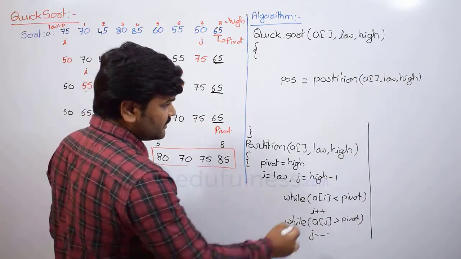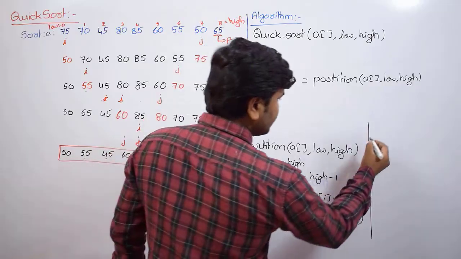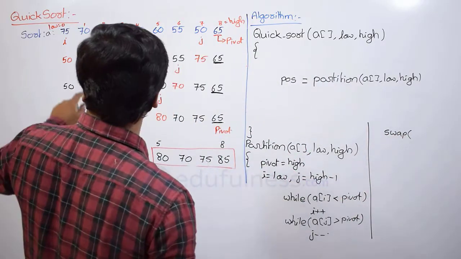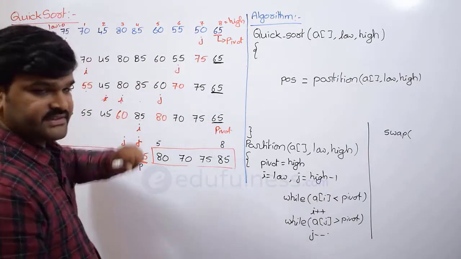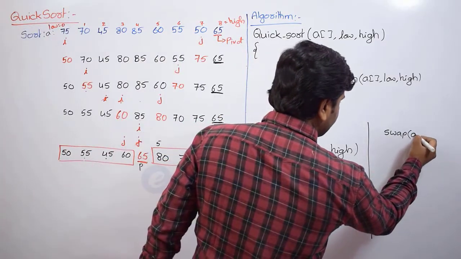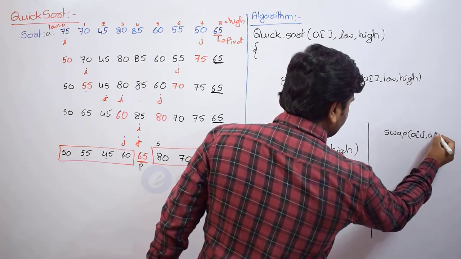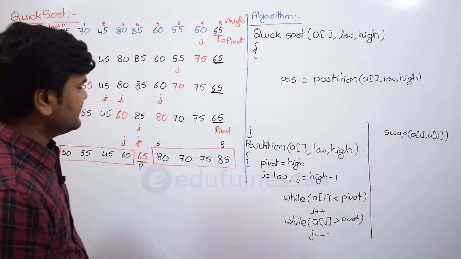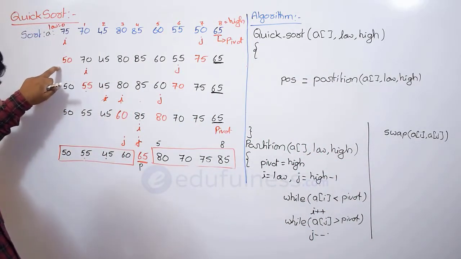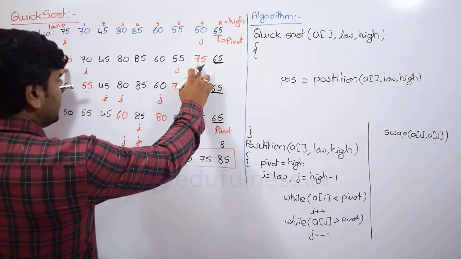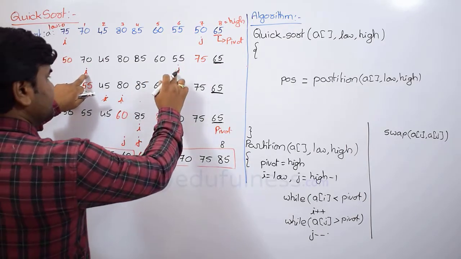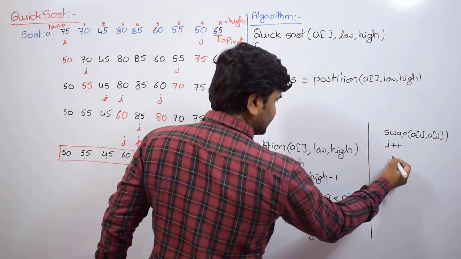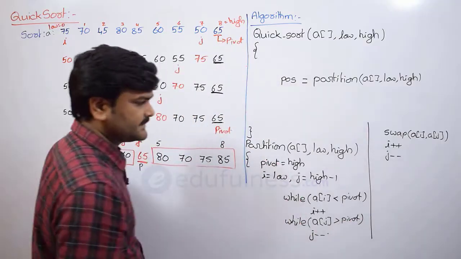So if you continue here, what we are doing is swap of A of i comma A of j. And very importantly, what next did we do? See, everything we did here, same thing. After swapping, simply i is incremented, j is decremented. So I am going to do i plus plus, j minus minus.